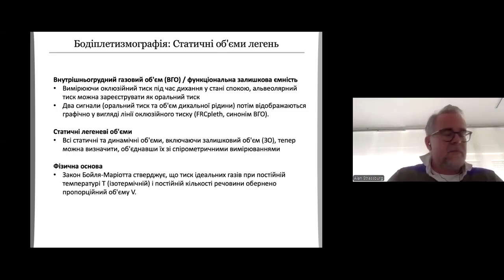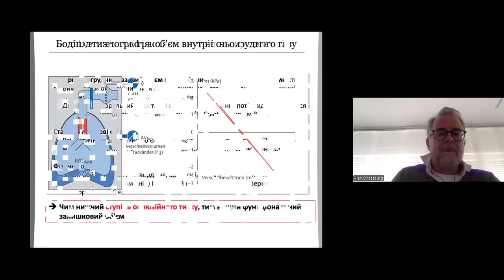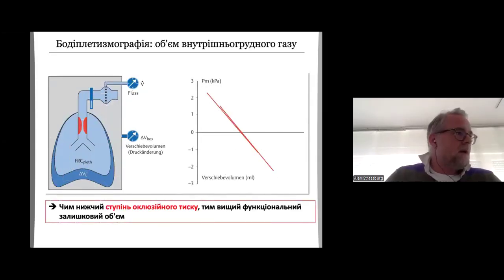Those are the so-called static lung volumes, and with the dynamic lung volumes then taken into account, we can say something about the total lung capacity, which then is an important measurement, for example, to divide between obstructive and restrictive disorders of the lung function. The lower the degree of the occlusion pressure, the higher the functional residual volume then is, which is then printed out by this graph.